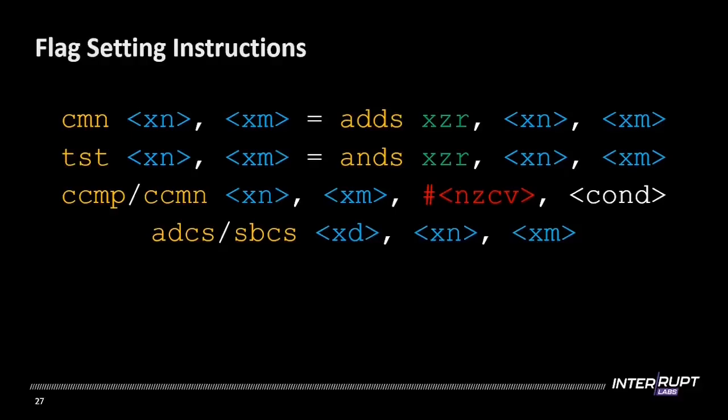And finally, there's ADCS and SBCS. These stand for add or subtract with carry and set flags. And these use flags in two ways. First, it uses the carry flag in the addition or the subtraction. So, for example, if the carry flag is set in an addition, it will be like adding an extra 1 to that addition. And it will also set the flags, including carry, based on the result of the addition or subtraction. And these instructions are very useful for dealing with integers that are too big to fit into a single register. And we'll also take a look at an example of this.